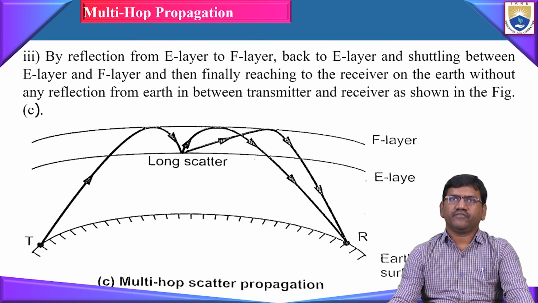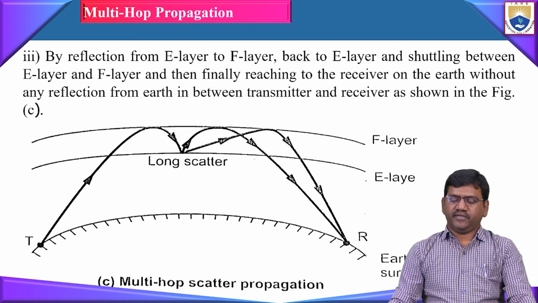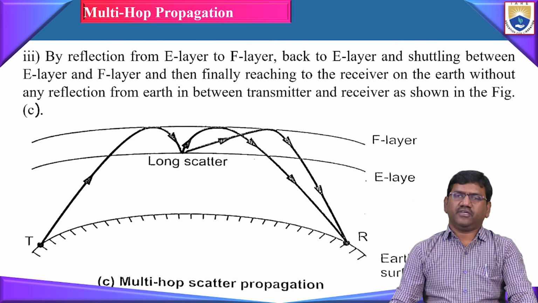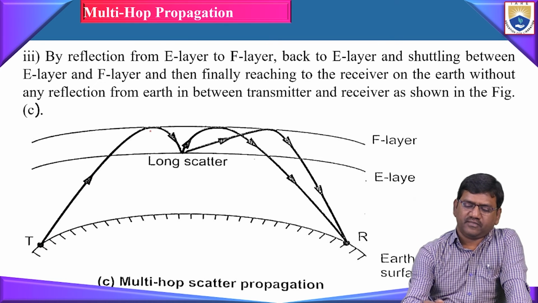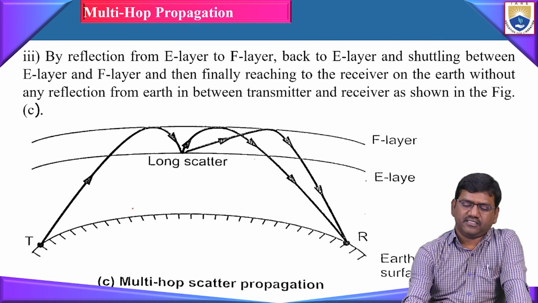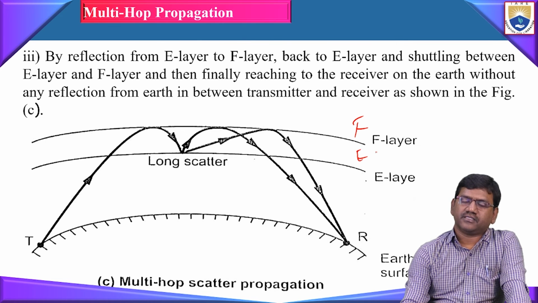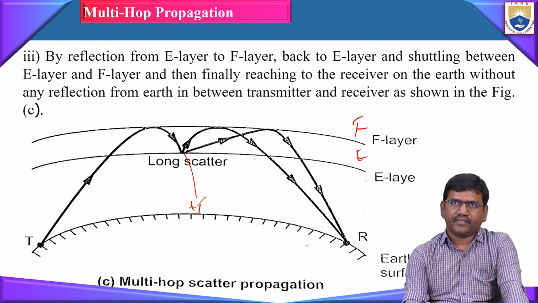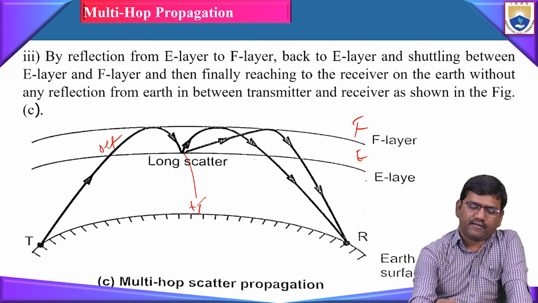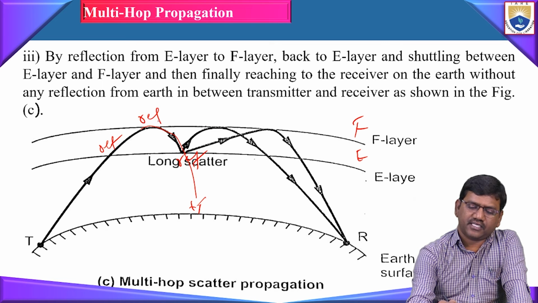The signal can also propagate sandwiched between two layers. Here we transmit a signal from the transmitting antenna, and the signal is sandwiched within the layers. That means reflection and refraction phenomena occur between the F layer and the E layer. The signal does not reach the receiving antenna or the surface of the earth. Reflection is happening here, again reflection here, and refraction here.